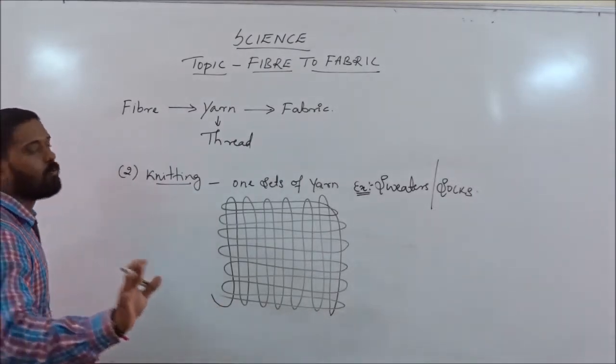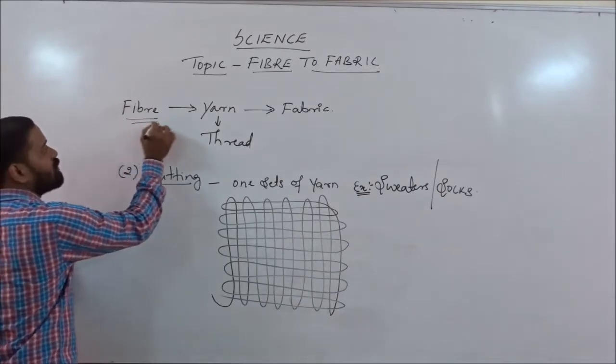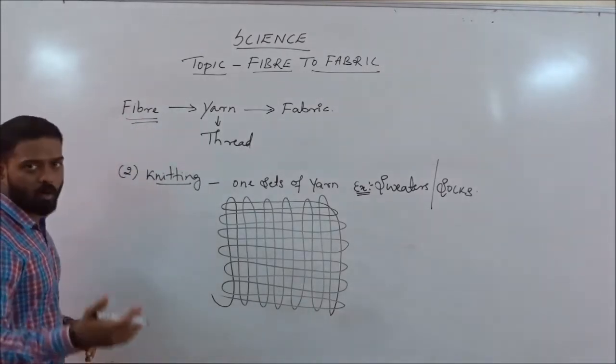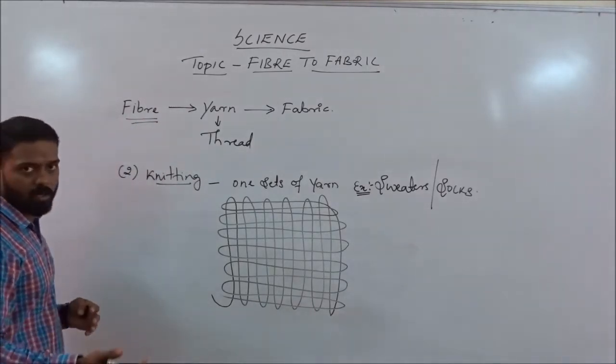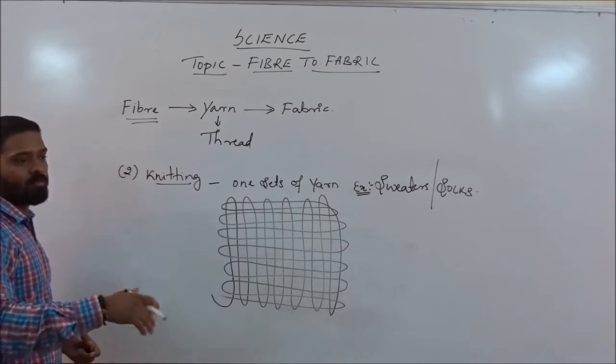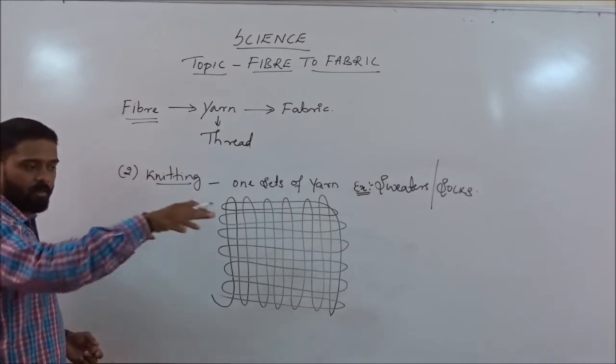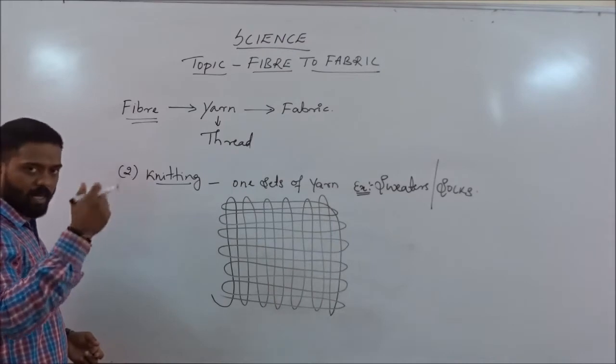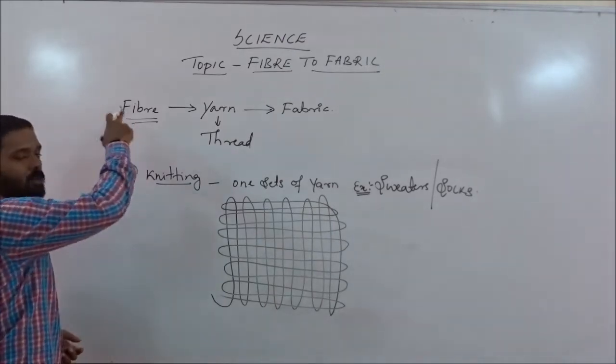Once again I will tell you how we get the fiber. First the farmers grow crops, the farmers grow cotton. After growing cotton, once the cotton comes to the field, the farmers use the hand picking method to take out the cotton, then they send it to the factory.